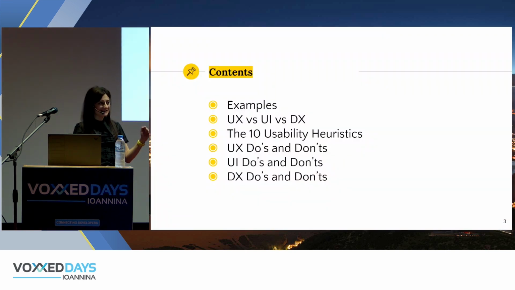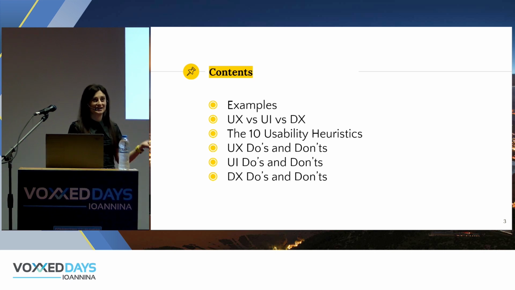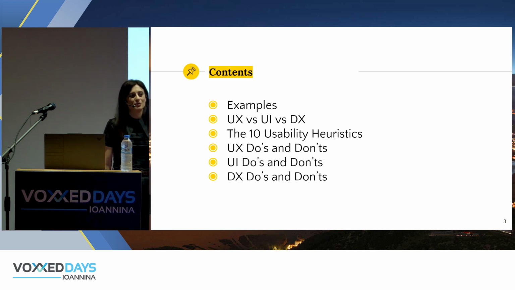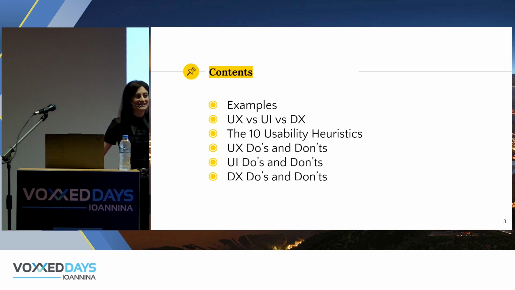All right, let's get started. We are going to see a few examples about UX and UI. Then we are going to analyze UX, UI, and DX. Again, don't worry if you don't know these terms. And then we will continue with the 10 usability heuristics. We will see some do's and don'ts about UX, UI, and DX. Let's get started with the examples.